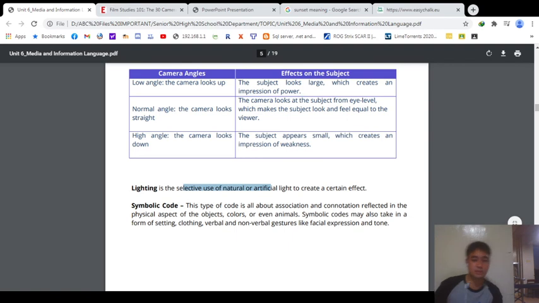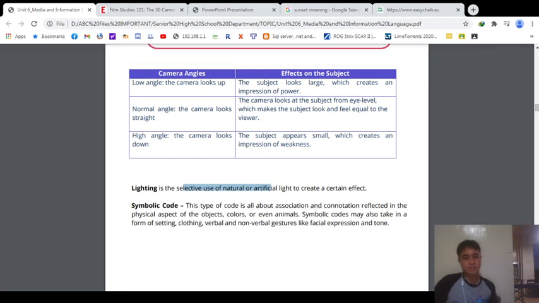So, symbolic code. This type of code is all about association and connotation, reflected in the physical aspect of the objects, colors, or even animals. Symbolic codes we also take in a form of setting, clothing, verbal and non-verbal gestures like facial expression and tone. This has been easily depicted by the scenes or movies. Example, class.